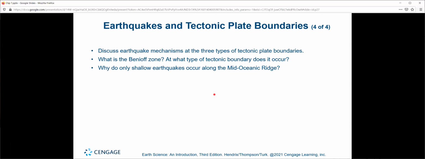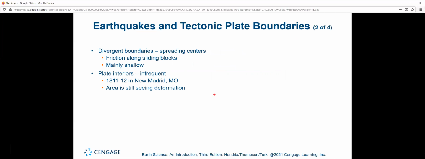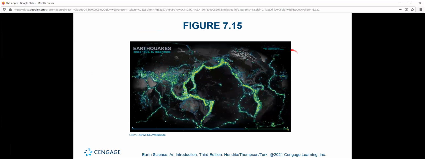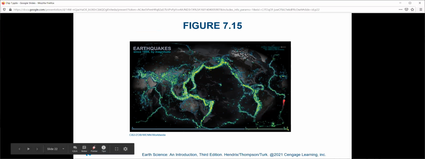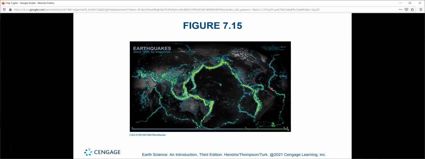Why do only shallow earthquakes occur at the Mid-Atlantic Ridge? Well, that is an interesting question. If you notice here, here's the Mid-Atlantic Ridge, not a lot of bright green dots, right? You don't hear a lot about earthquakes happening in the Atlantic Ocean. You don't hear about tsunamis happening in the Atlantic Ocean.